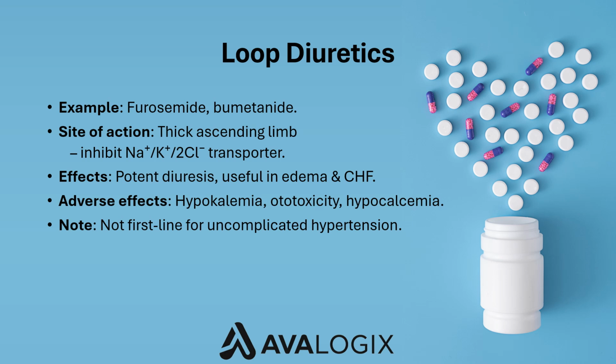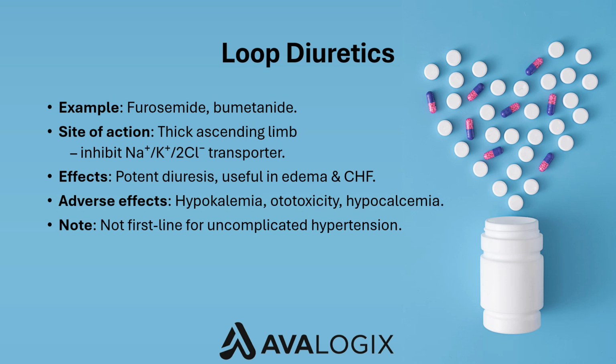Because they are so potent, loop diuretics are rarely used for routine hypertension. Instead, they are reserved for situations where rapid and profound fluid removal is necessary, for example, in acute pulmonary edema, advanced congestive heart failure, or severe edema from nephrotic syndrome or liver cirrhosis. In the context of hypertension, you might use them in patients with chronic kidney disease who do not respond well to thiazides, or in cases of resistant hypertension with volume overload.